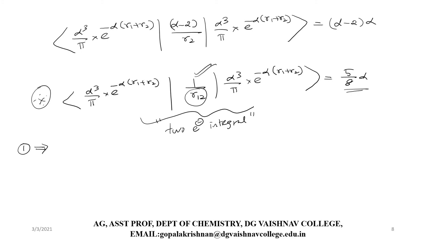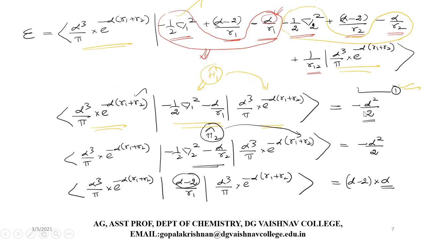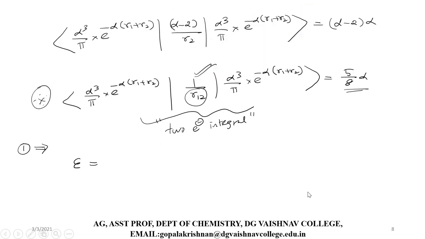Now we have found all the integral values. Substitute these values in equation number 1 again. If you substitute, what we will get? The expectation energy E is equal to, what is the value of the first integral? Minus alpha square by 2. Second integral value also minus alpha square by 2. Third integral, alpha minus 2 into alpha. Fourth integral, alpha minus 2 into alpha. And the last one is 5 by 8 alpha.